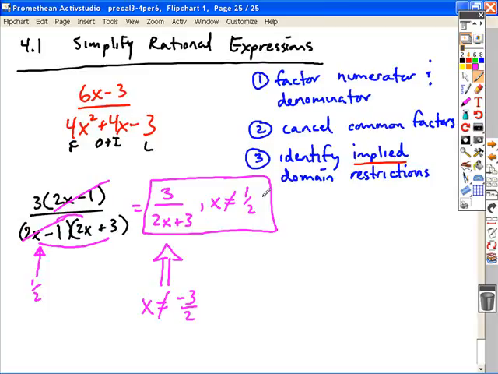If you had a problem where nothing canceled out, you wouldn't have to write any domain restrictions because everything would be implied. Yes. You only have to write stuff that isn't implied because you canceled it out. That's the only case. Yeah.